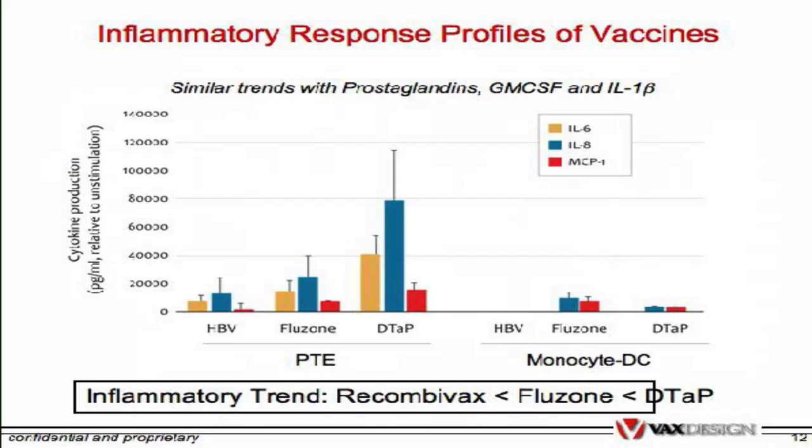DTaP being the most reactogenic because it has a lot of LPS in there from the acellular pertussis, as well as it's a trivalent vaccine. The Fluzone, being a modified live, is a live vaccine, which in itself is more reactogenic than the very benign hepatitis B vaccine. And that is typically what is seen if you've gotten a shot lately. If you've gotten a tetanus shot, you know it hurts like a son of a gun. Whereas if you've had a hepatitis B shot, it's pretty innocuous and it's not really one to worry about.